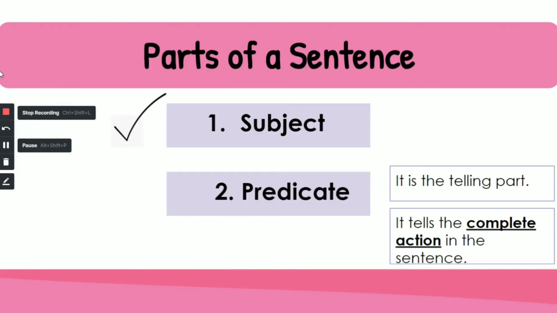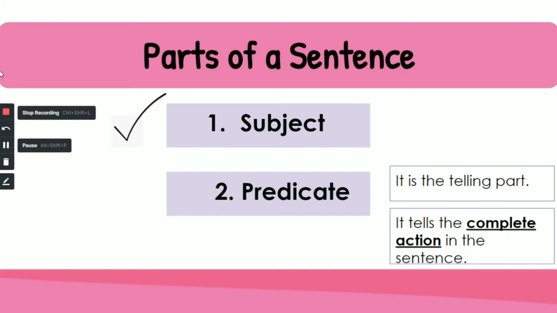Alright, let's move on to the next part of the sentence, which is the predicate. Predicate is the telling part of the sentence, and it also tells the complete action in the sentence. A complete predicate must start with the action in the sentence until the end of the sentence.